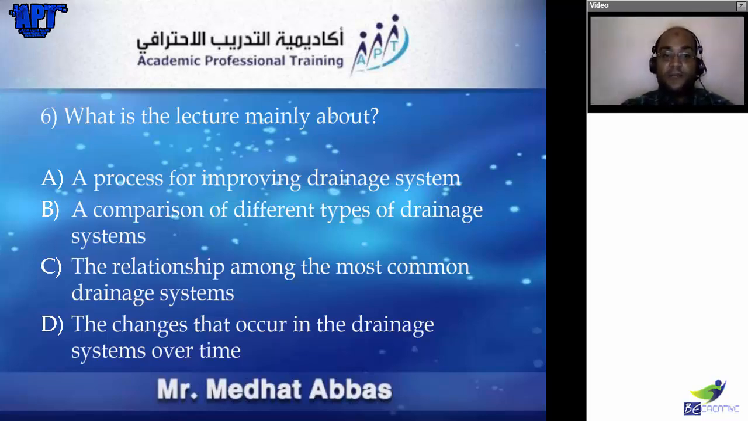Is it a process for improving drainage system? Letter B, a comparison of different types of drainage systems. Letter C, the relationship among the most common drainage systems. Letter D, the changes that occur in the drainage systems over the time. The right answer is, yes, it's letter D, the changes that occur in the drainage system over the time.